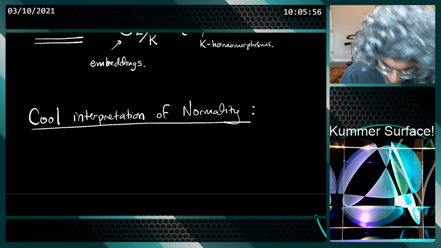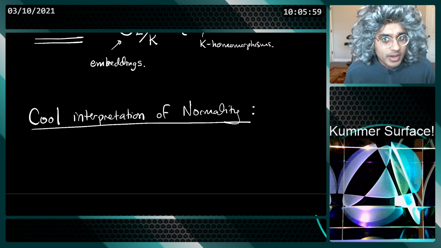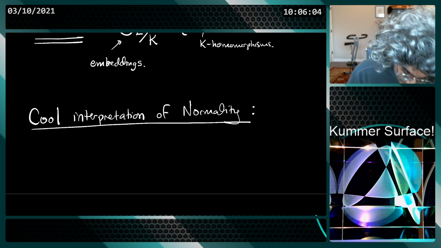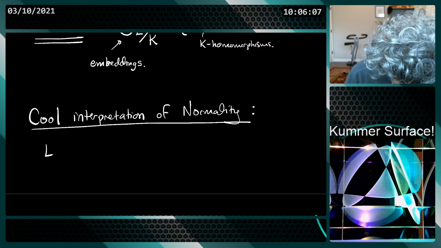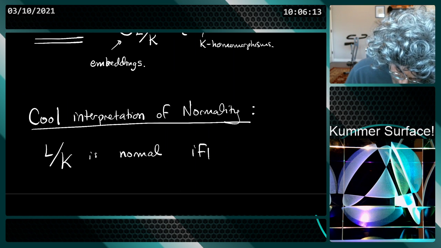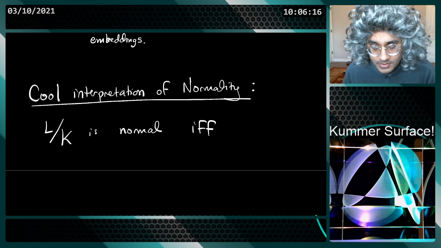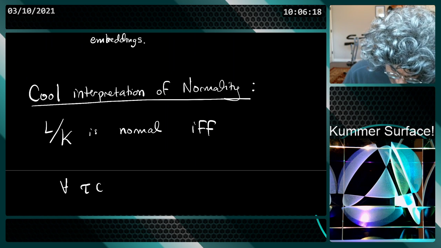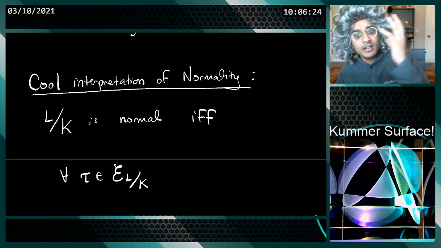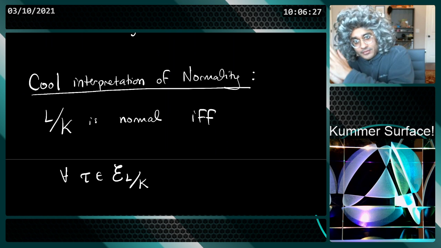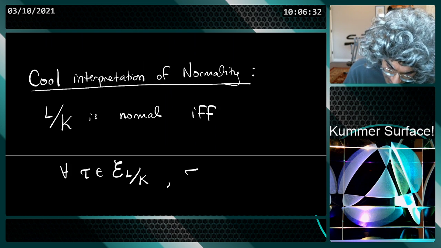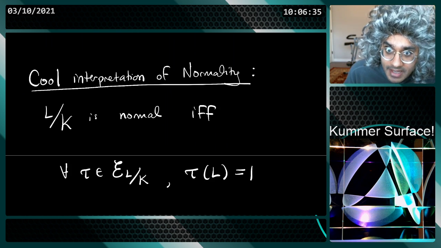It's a theorem, okay? It's theorem 11.9, but my way of thinking about theorem 11.9: L over K is normal if and only if for any element in the embedding set, for any way of embedding L over K as a field extension in the complex numbers, the image is L again.